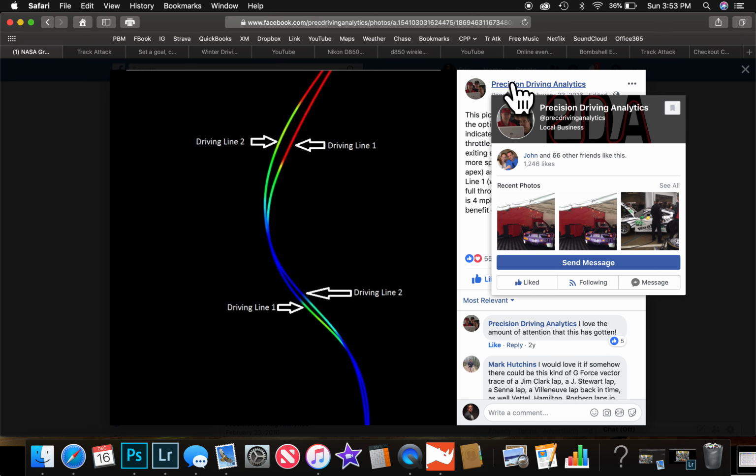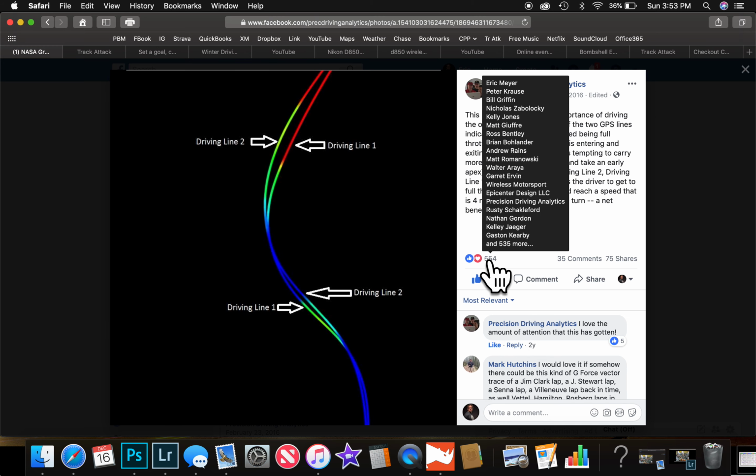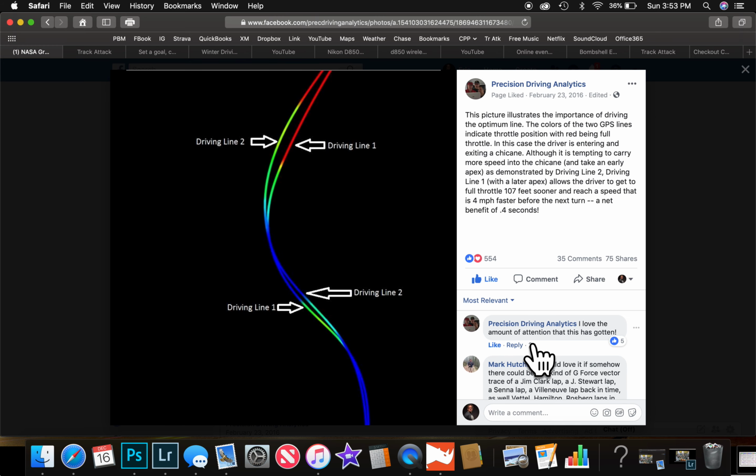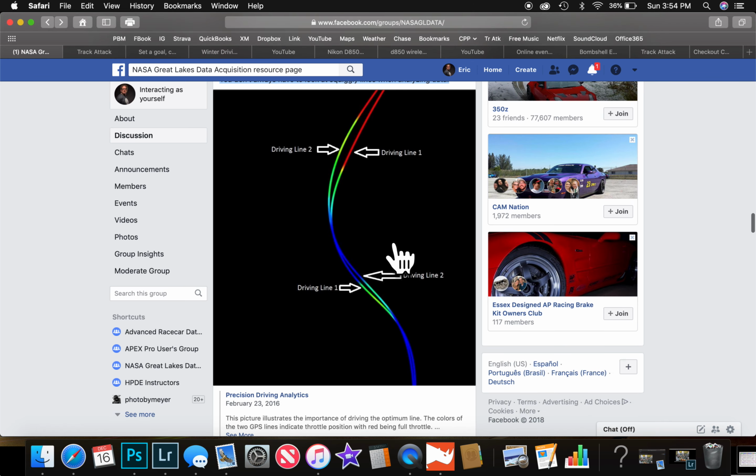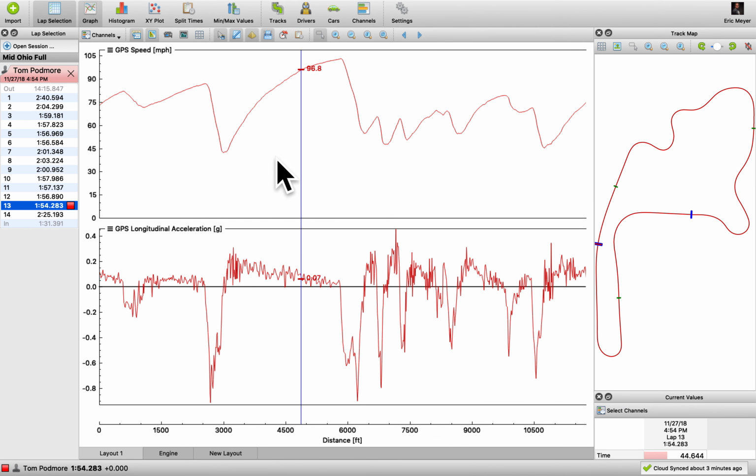So this is from his site, Precision Driving Analytics. It's got a lot of activity, a lot of shares. It's really neat stuff. If I remember right, this is a Ferrari Challenge car, and these are two big examples that illustrate the importance of driving the optimum line, right? And this is in a different form. If you note here, you don't always have to look at squiggly lines when analyzing data, right? This is a different representation of data. Squiggly lines would look like something like this.